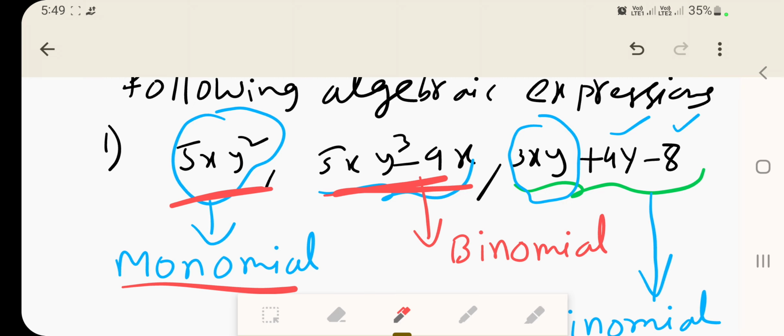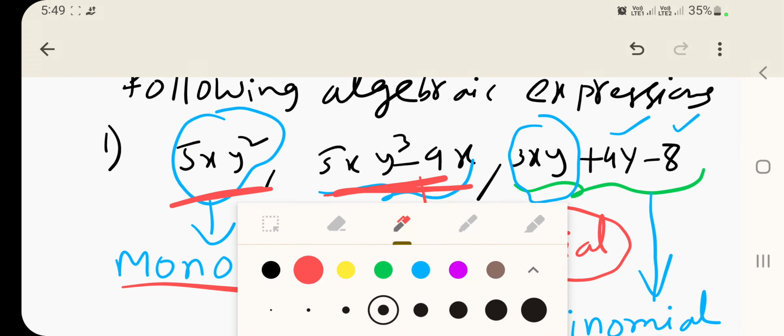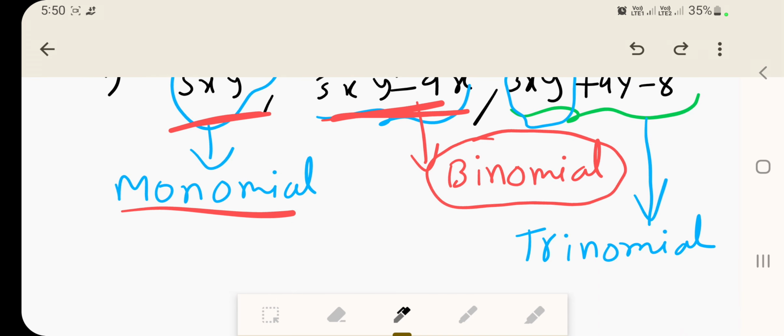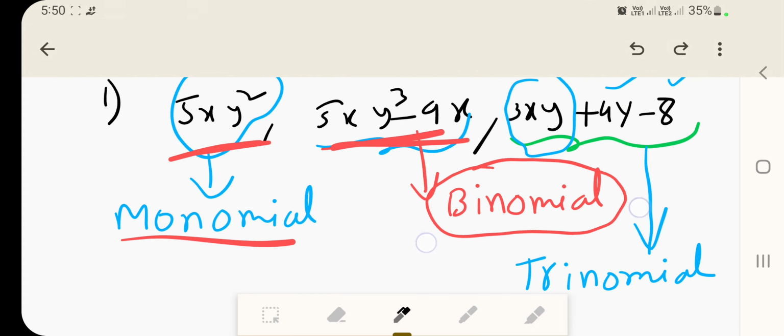And if you have 5xy cube minus 9x, where you have two terms, it is called a binomial expression. And for example, the third one, where we have three terms, 3xy plus 4y minus 8, such expressions are called trinomial expressions. So this is about types of expressions.